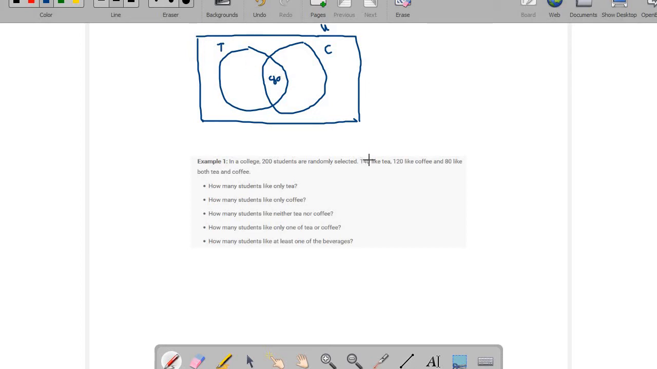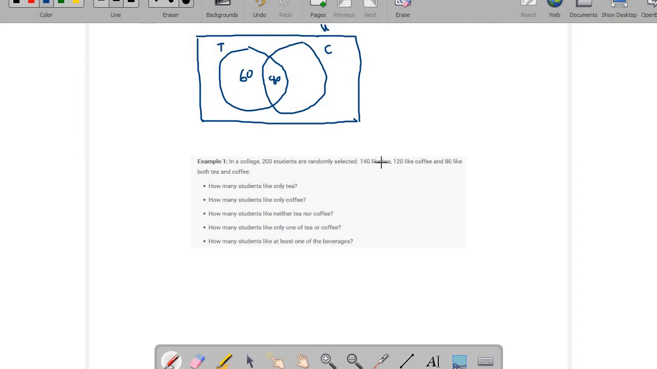But from the question, it said 140 like tea. It did not say 140 like tea only. So we need to find those who like tea only. So what you need to do is 140 minus 80, and that should give you 60 persons. And it makes sense, because when you add 60 and 80, you would get 140.